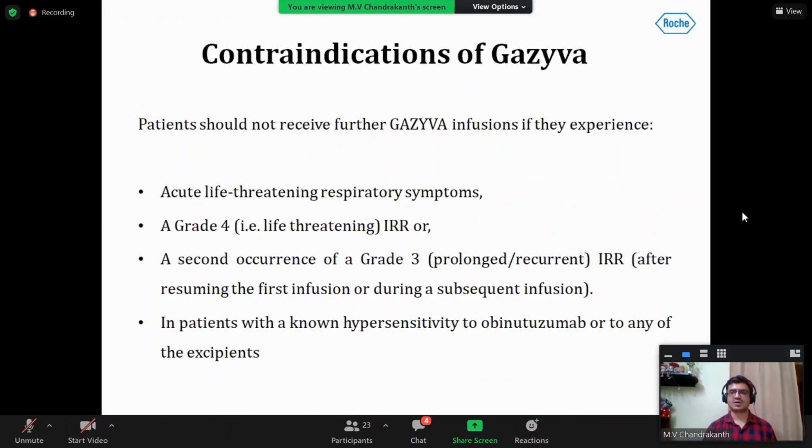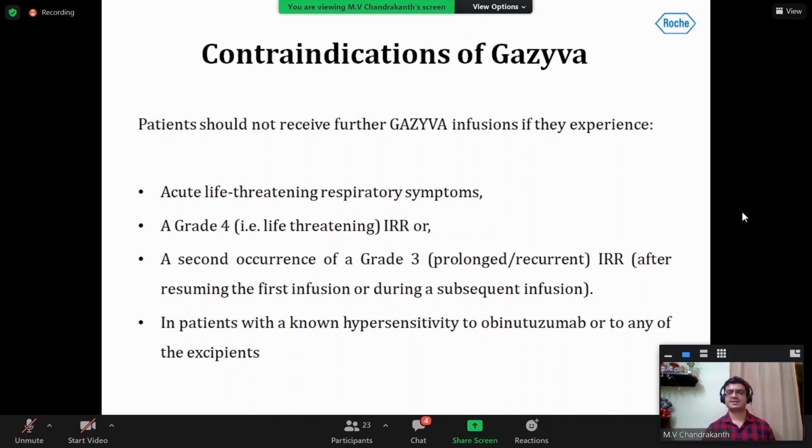So, what are the contraindications? If a patient had an acute life-threatening respiratory symptom, or a grade 4 event before, or a second occurrence of grade 3, and in patients who have a known hypersensitivity to the excipients of obinutuzumab.